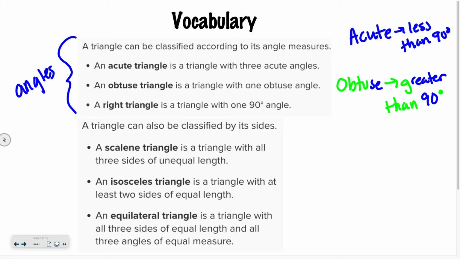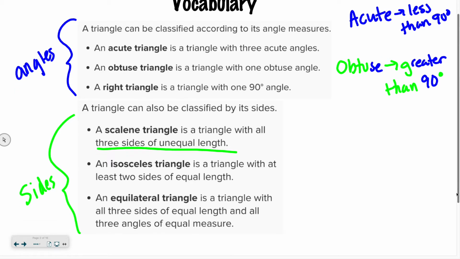And then you can also classify triangles using its sides. So down here, this is all about the sides. Okay, so a scalene triangle is a triangle with all three sides of different lengths. An isosceles triangle is a triangle with at least two sides of equal length. And then an equilateral triangle is a triangle with all three sides of equal length. Okay, so these 6 items, acute, obtuse, right, scalene, isosceles, and equilateral, are things that you need to make sure that you have memorized for the upcoming test, or make sure you have it on your note card, okay?